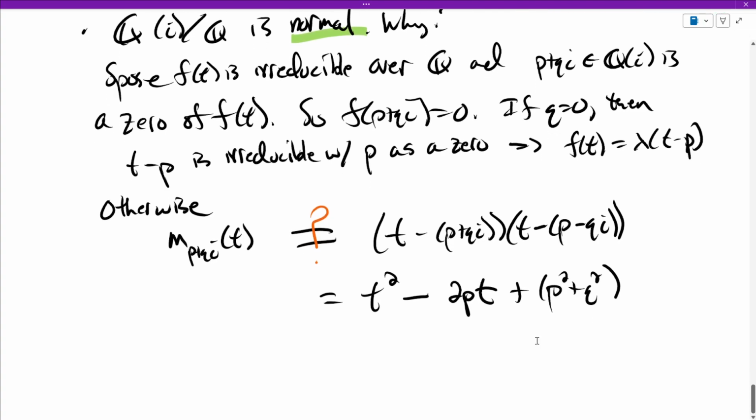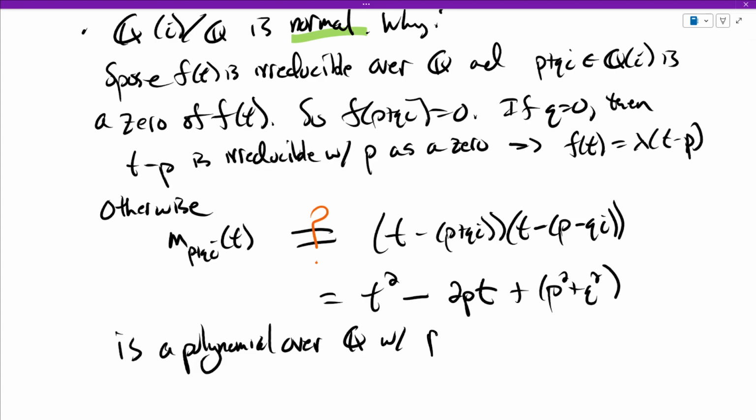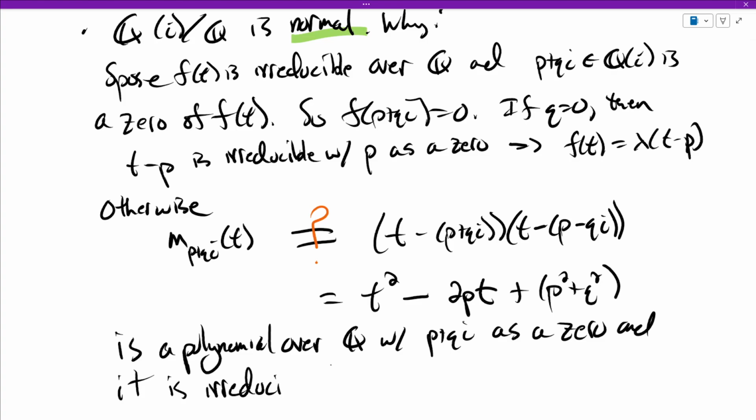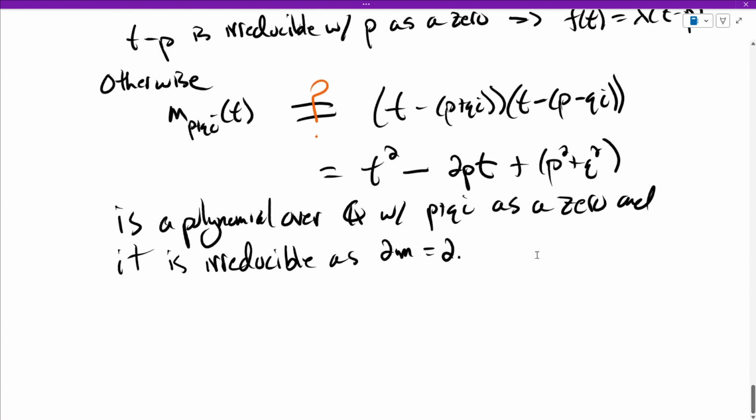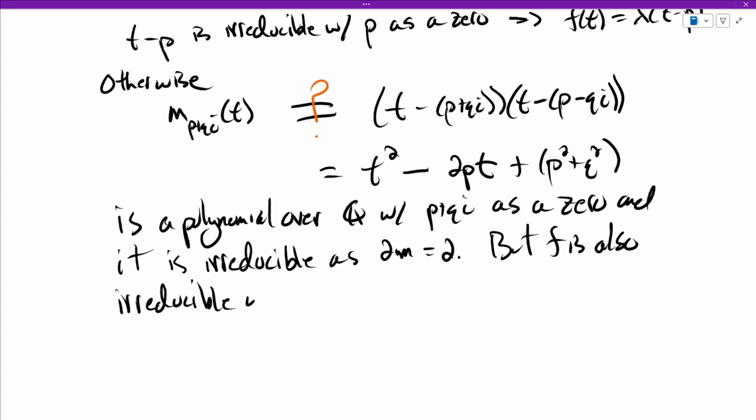Great. So this is a polynomial over Q. Certainly, there are no more i's in there. With p plus qi as a zero. And since p plus qi is an honestly complex zero, this polynomial has no zeros that are rational. So this must be irreducible because the degree is 2. When you're degree 3 or less, irreducibility is equivalent to having a zero. When degree 4 or more, you have to actually do more work. All right, so here we go. We have an irreducible polynomial with p plus qi as a zero, but f is also irreducible with p plus qi as a zero.